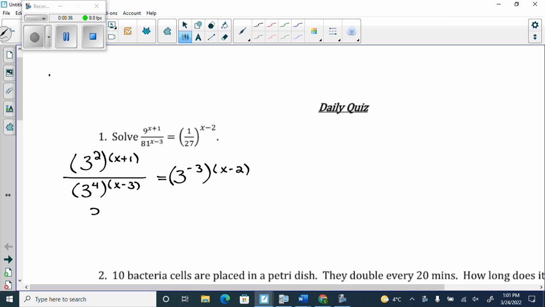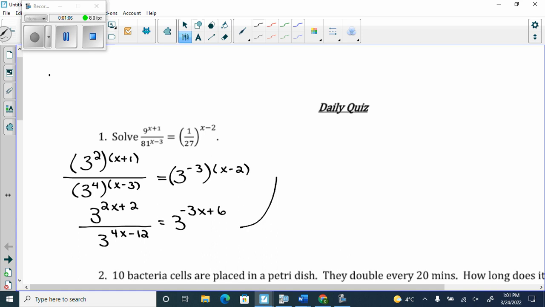So we get 3 to the 2x plus 2 over 3 to the 4x minus 12 equals 3 to the negative 3x plus 6. Now I can't just drop off the bases right now, because the only way I can drop off the bases is if I have base to exponent equals base to an exponent. So I have to first put this side together, the left-hand side. When I divide the same base, what do I do with the exponents?